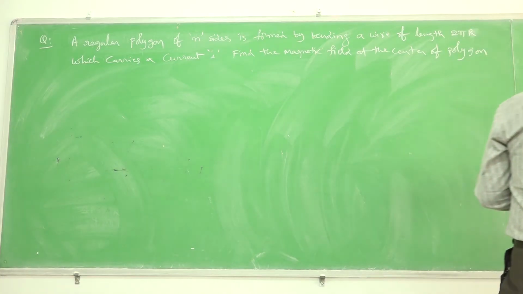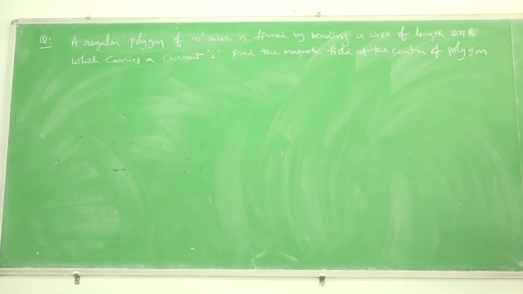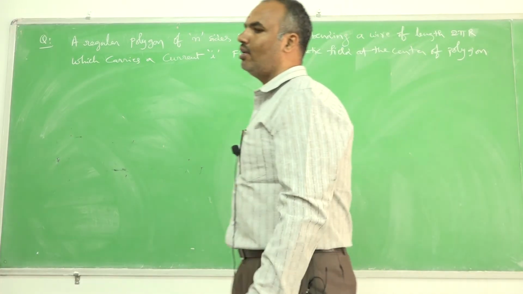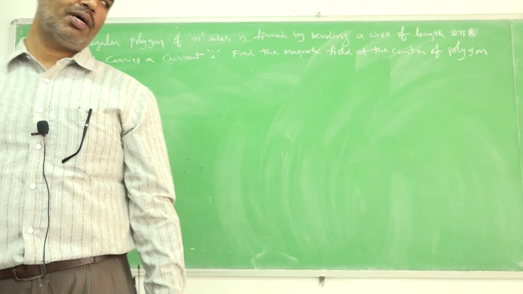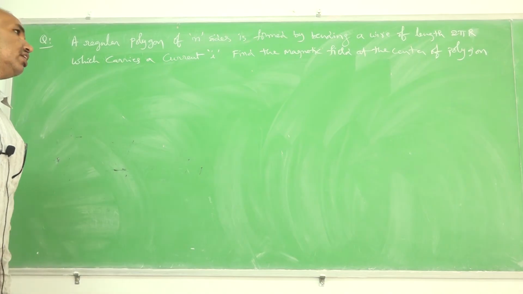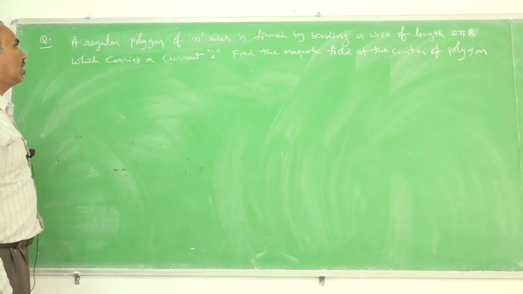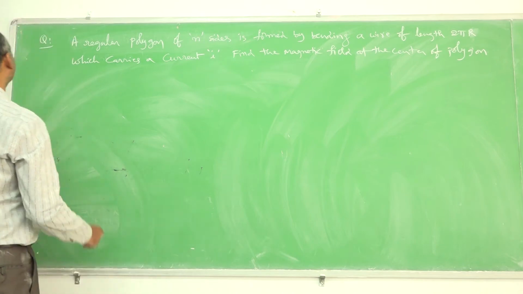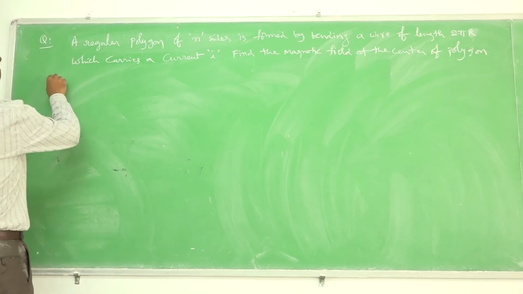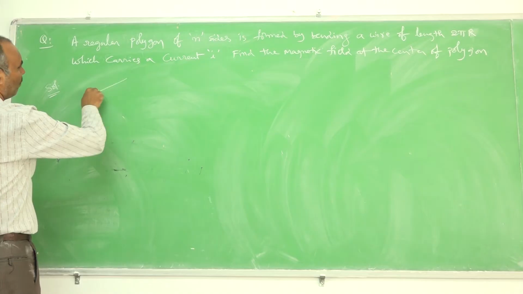This is a simple question. So there is a polygon of n sides. Polygon means it might be a triangle, it might be a rectangle, it might be a pentagon, hexagon, septagon, octagon, nonagon, decagon. So we don't know the number of sides. Solution. Let me take a polygon.